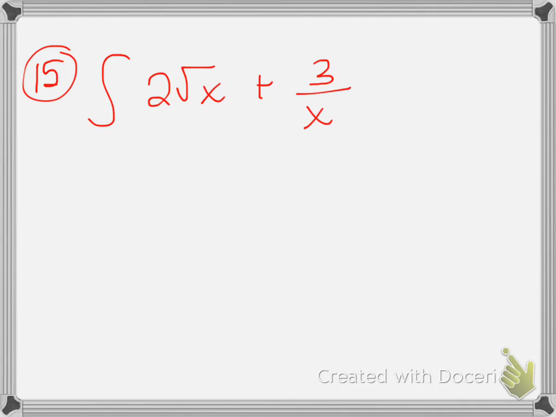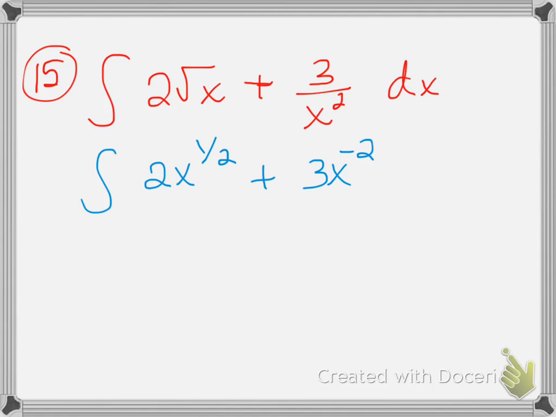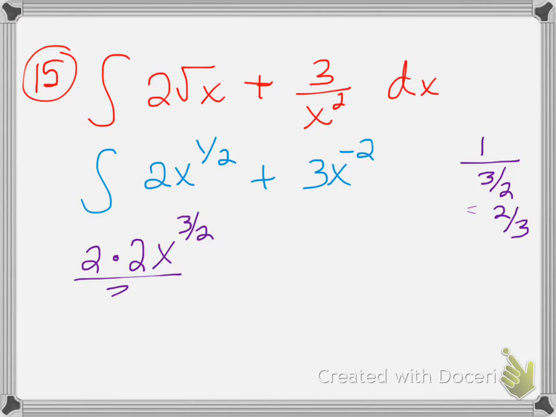Alright, here's another one let's look at. Just like we did with the derivative, first thing I would do is rewrite that as 2x to the 1/2, and then 3x to the negative 2. And now I can do my rule. I'm going to add 1 to the 1/2, so that would be x to the 3/2. 2 still there. I'm going to divide by 3/2. If I have 1 divided by 3/2, that's the same as flipping it. So when I divide by 3/2, that just means I'm going to multiply by 2/3.